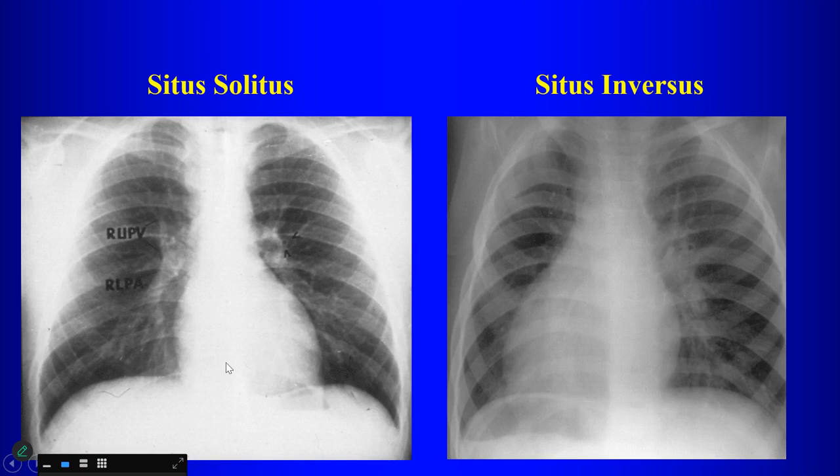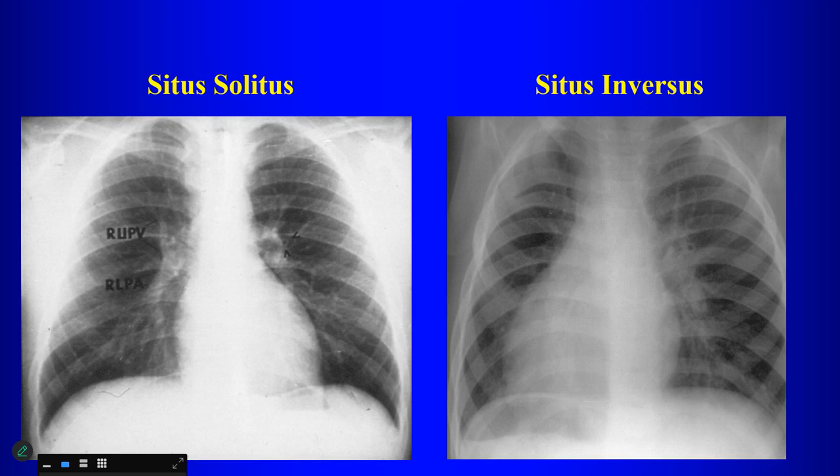All right, so we're kind of familiar with this. Situs solitus, that's just normal. We're used to looking at that. Situs inversus, that's the mirror image of normal. So when you look at the chest radiograph, right, how do you know that that's situs inversus? How do you know when you look at the chest radiograph that this is situs inversus? How do you know?